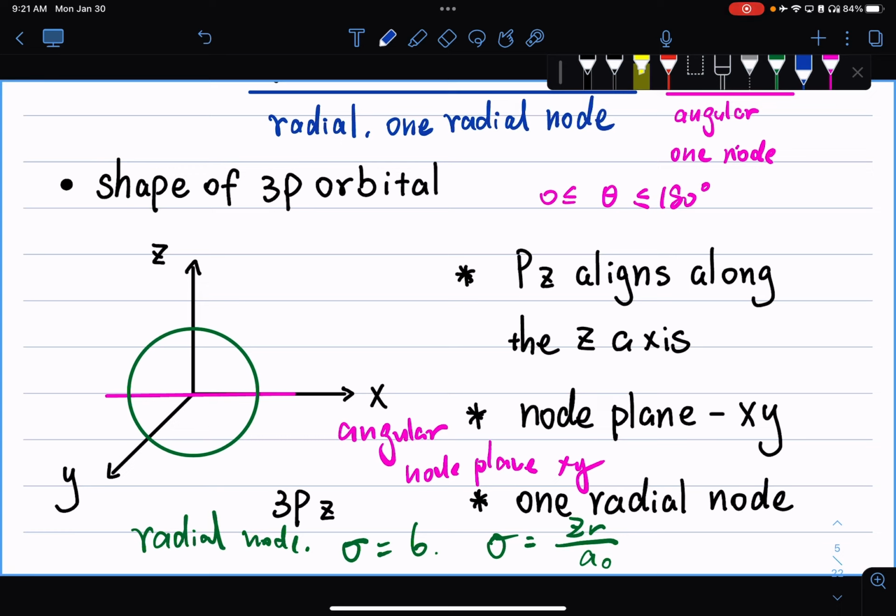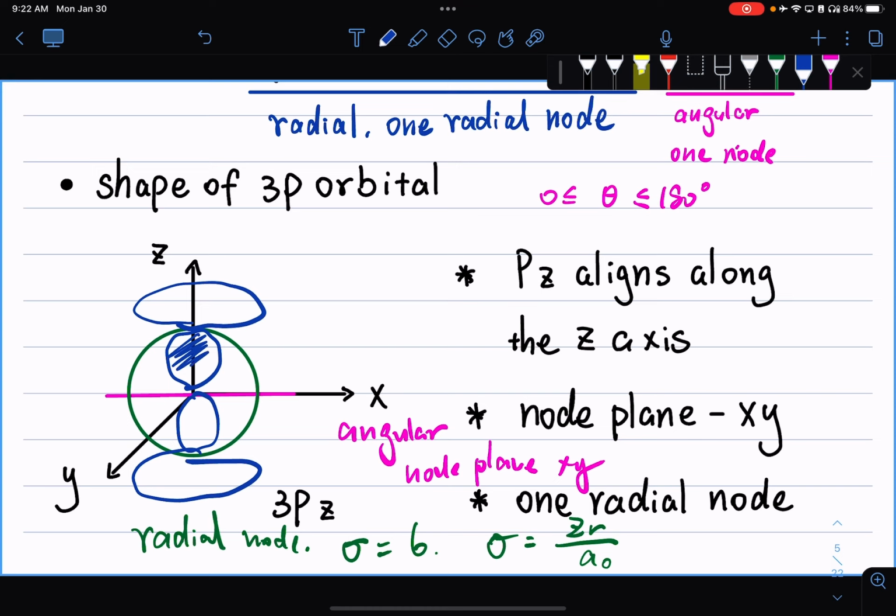So it's aligned along the z-axis. So I'm just going to draw my part in and out of my node, and then I shade it accordingly, right? So whenever there exists a node, I change my shading. So shade, no shade, and this one is shaded.